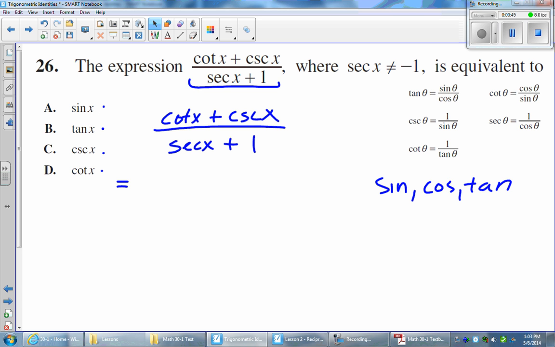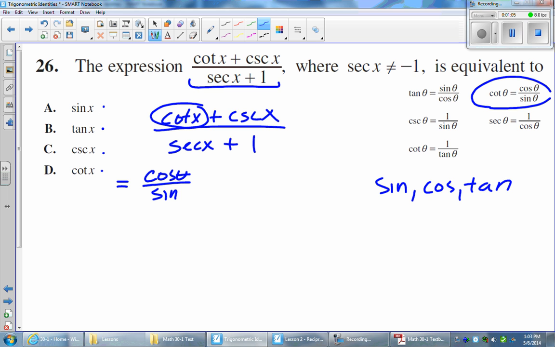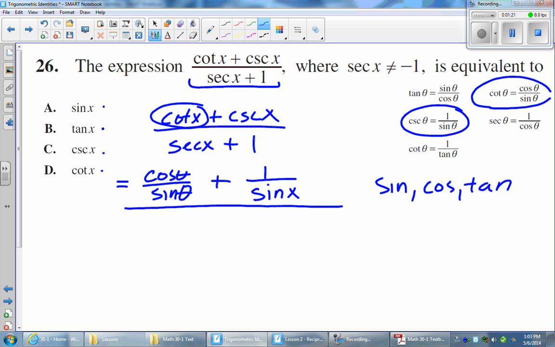Now as you can see here, I could definitely rewrite cotan x in terms of a primary ratio. So we can go back to this quotient identity, that is equal to cosine theta over sine theta, plus cosecant x. Once again, that is an identity. Cosecant x is the same thing as 1 over sine x. So that's a reciprocal identity. This is going to be all over secant x, which is, once again, another reciprocal identity. That is 1 over cos x.